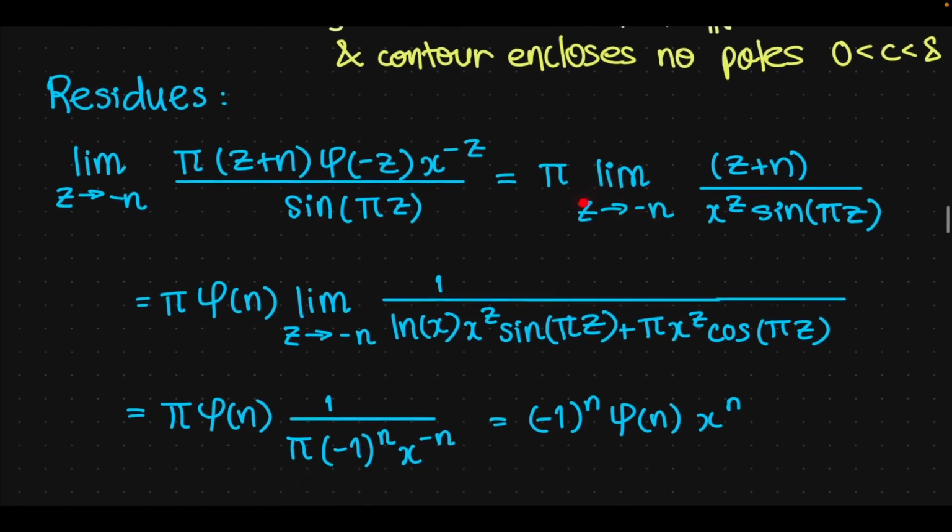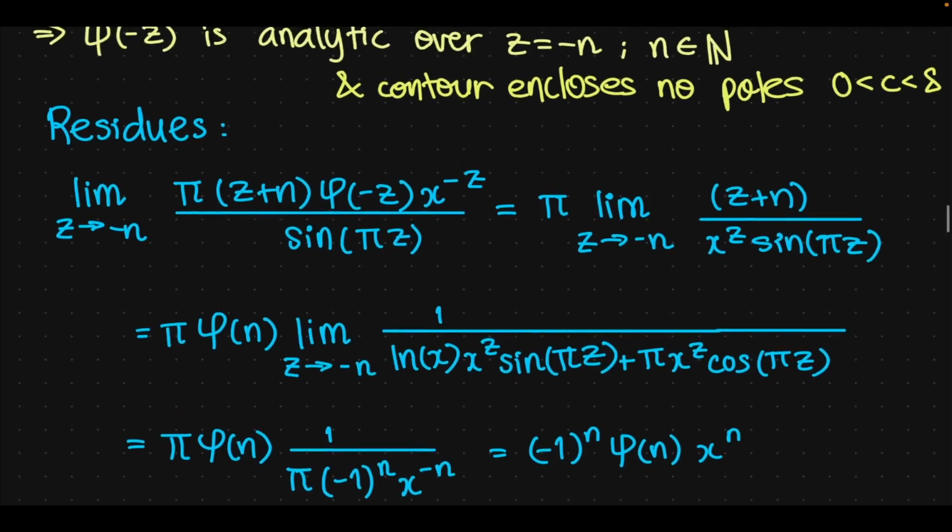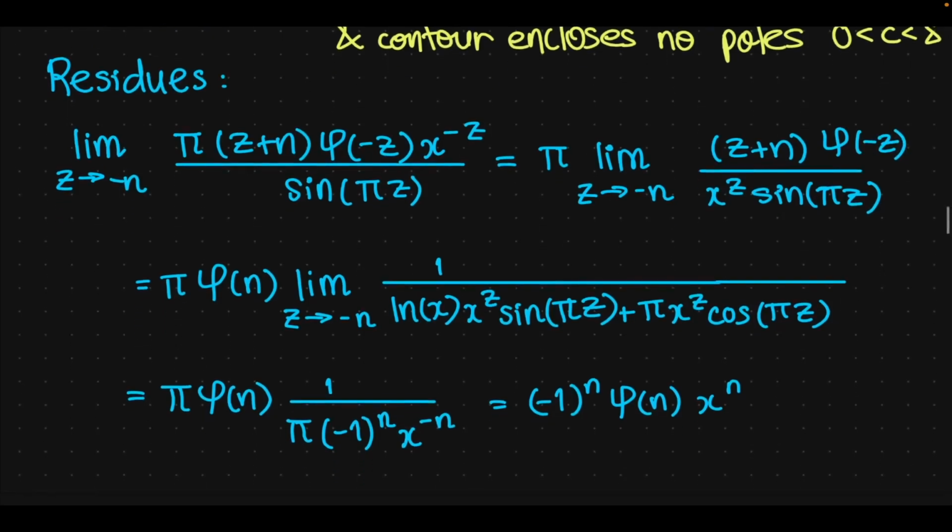let's see, pi times limit as z goes to minus n, z plus n, and I think I'm going to need a phi of n, or we can just say minus z because we still have to plug in the limit. Well, since phi doesn't have any poles anywhere, it's analytic wherever we're doing the limit and the contour closure. We can just substitute that in without having any changes.